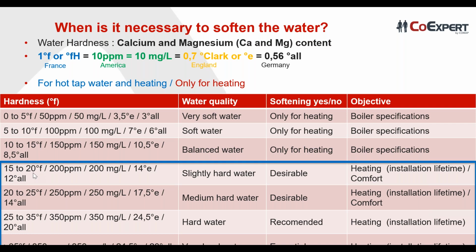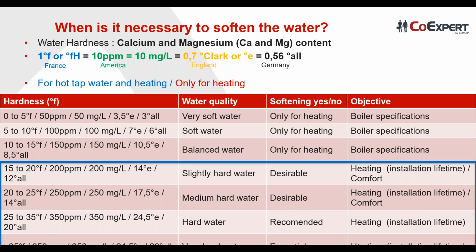Above 15 to 25 French degrees, it's mainly a question of comfort and a little bit of a question of installation lifetime. And above 25 French degrees, it's really recommended to soften the water for the lifetime of the heating network, and mainly for the lifetime of the tap water tank.